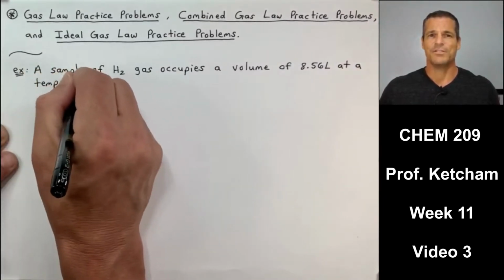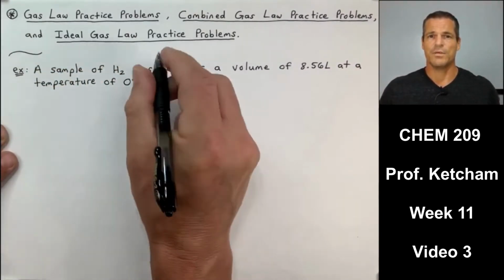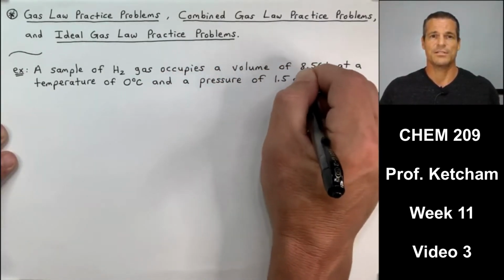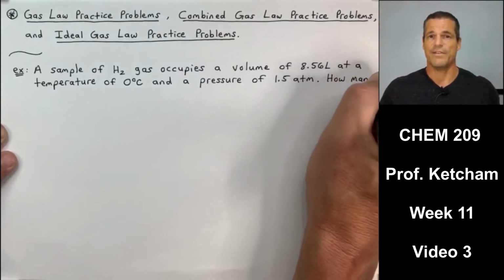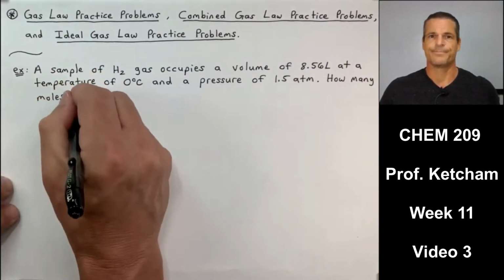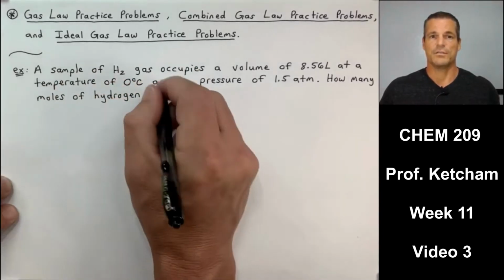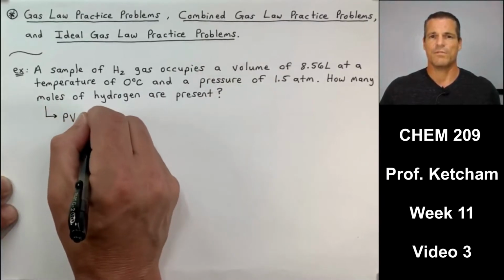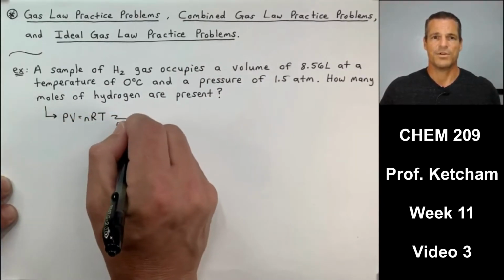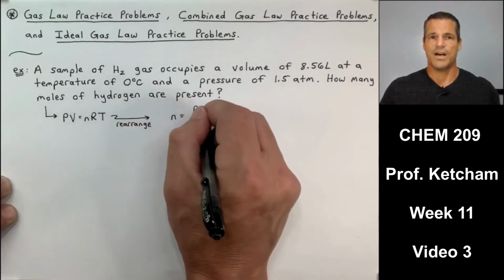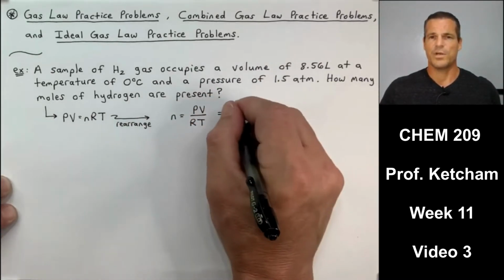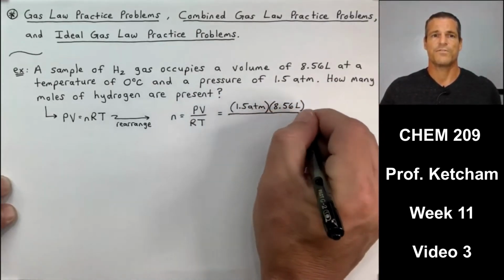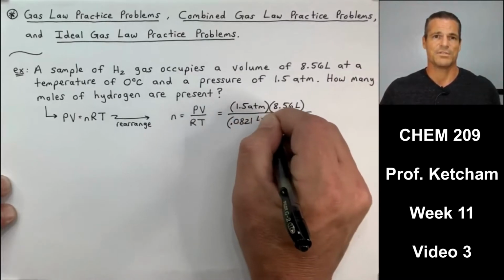A sample of H2 gas occupies a volume of 8.56 liters at a temperature of 0 degrees Celsius and a pressure of 1.5 atmospheres, 1.5 atm. How many moles of hydrogen are present? Well, we see that it's giving us a volume of 8.56, temperature of 0, pressure of 1.5, and it wants moles. So there's no situation 1, situation 2. They're just giving us a bunch of values for all of the variables in PV equals nRT.